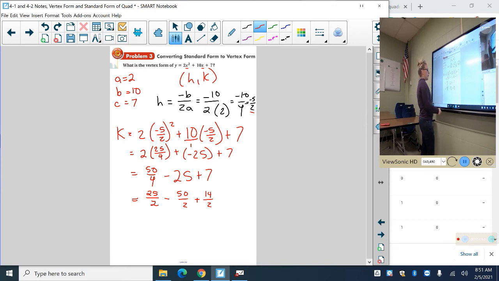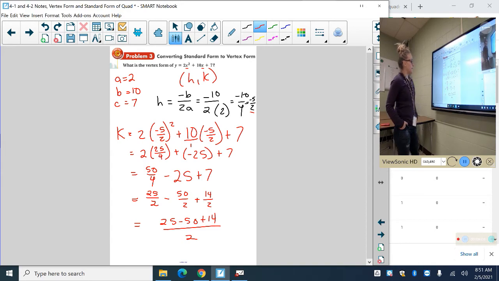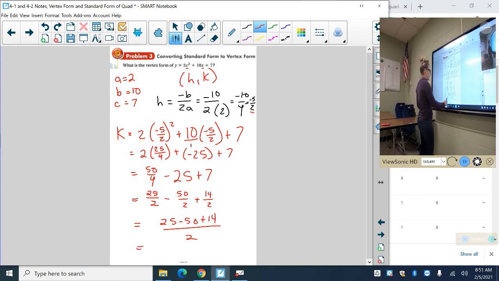So now I'm just going to add and subtract all the numerators. So I just have 25 minus 50 plus 14 all over 2. 25 minus 50 is negative 25. Negative 25 plus 14, wait, let me say that again. Negative 25 plus 14 is going to be negative 11 over 2.